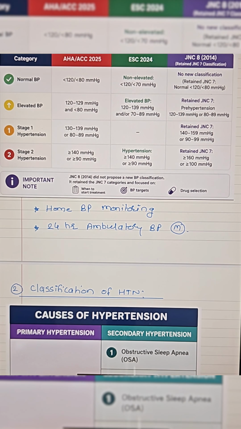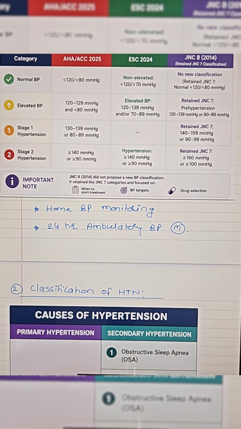Now, let us look at classification for diagnosis, like at what value you should consider it a raised BP or a normal BP. First of all, there are three classifications we are seeing here. First is AHA, that is American Heart Association 2025 classification. Second is ESC, that is European Society of Cardiology classification, and third is JNC. So we will look at it step by step.